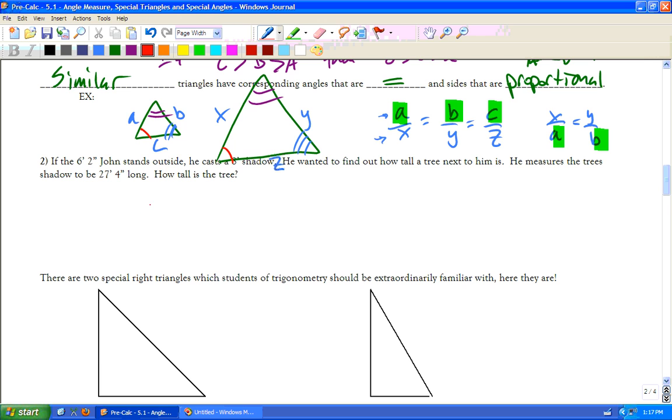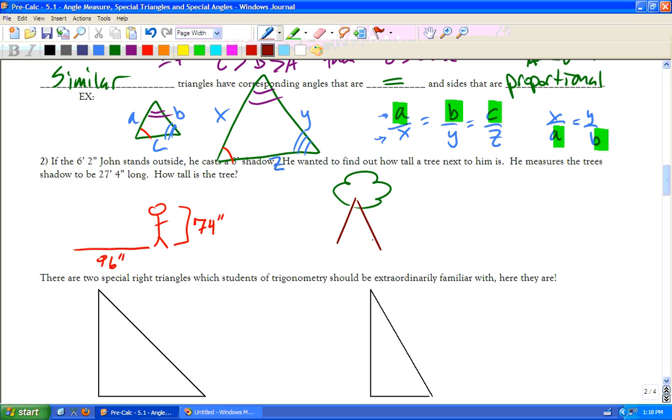What we're going to say is, here's a person, John. In this case, John is 6 foot 2 inches tall. I'm going to put that all in inches, makes my life a little bit easier. So that's 74 inches. He's standing outside and he's casting a shadow that's 8 feet long. In this case, his 8-foot shadow is going to be 96 inches long. Now, he's next to a tree. Let me draw my little happy tree here.